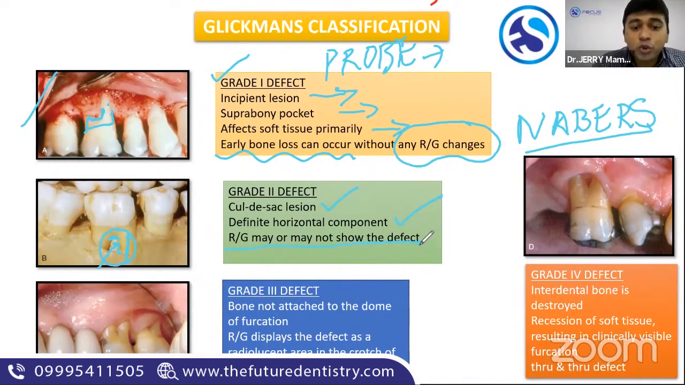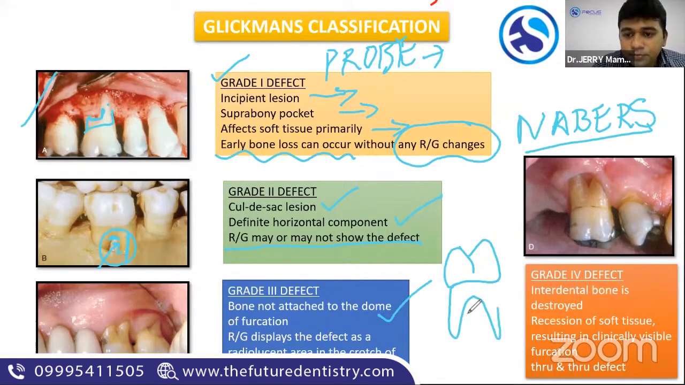Then you move to grade three defect. Bone not attached to the dome of the furcation. Very important point. Earlier the furcation was like this, everything was filled till the top, but it was getting eaten up from inside. I'll draw and make you understand. There was bone getting eaten up in a horizontal way. Imagine you're going inside the tooth, but the bone from top to bottom, from here to here, is attached.